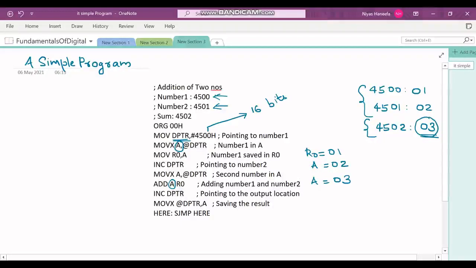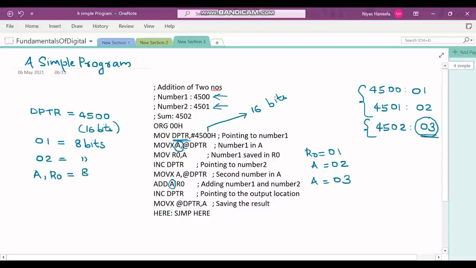Here if you see, you have used the DPTR register, called the data pointer, whose value is initially 4500. This corresponds to 16 bits. Then each of those numbers, from 4500 you got 01. This corresponds to how many bits? 8 bits or 2 nibbles. Then you have 02, which again corresponds to another 8 bits or 2 nibbles. Then you put those in registers A and R0. What is the size of each of these registers? Each of these registers has a size of 8 bits.